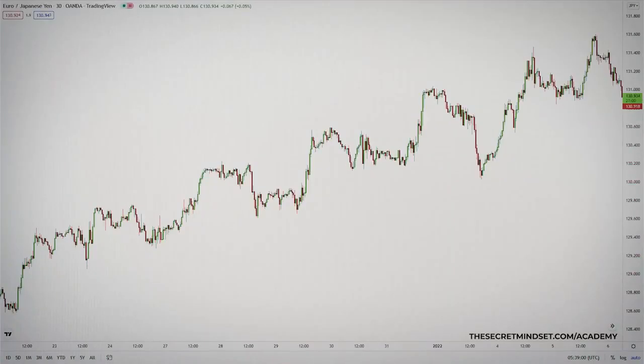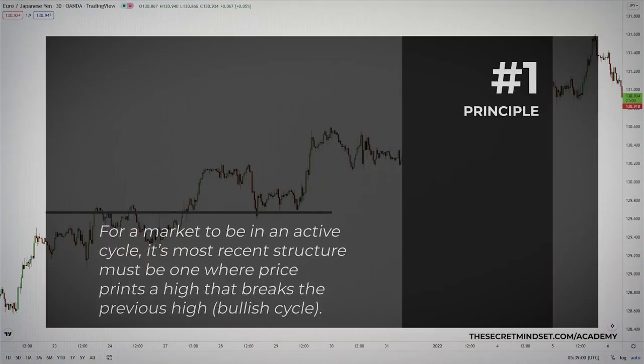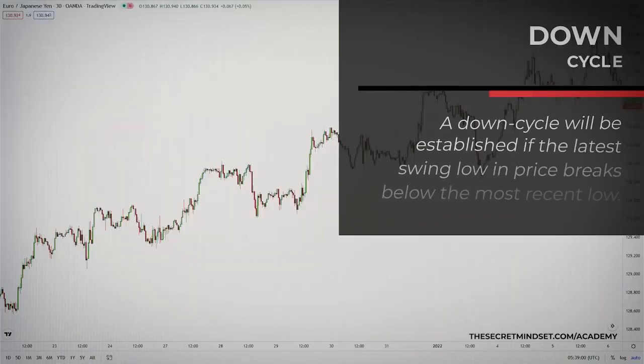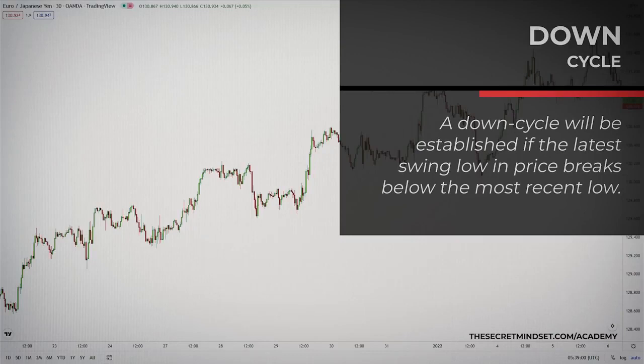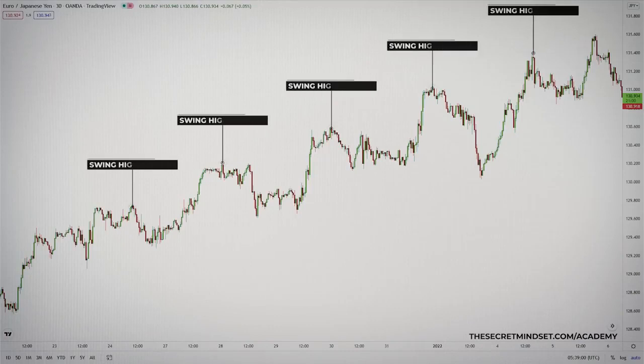The first principle is the most obvious one. For a market to be in an active cycle, its most recent structure must be one where price prints a high that breaks the previous high. This is the case of a bullish cycle. A down cycle will be established if the latest swing low breaks below the most recent low in price. In this hourly chart, you can clearly see the market is in an upcycle phase on higher highs and higher lows.